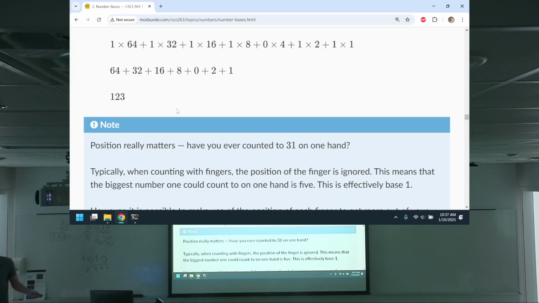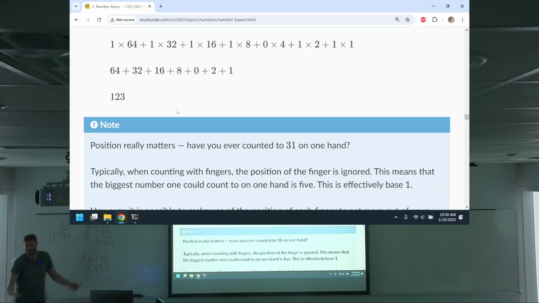You can make use of position to count a lot higher on your hands. I have 0, 1, now watch this, 2. 3, 4, 5, 6, 7, 8, 9, 10, 11, 12, 13, and on up through 28, 29, 30, 31.